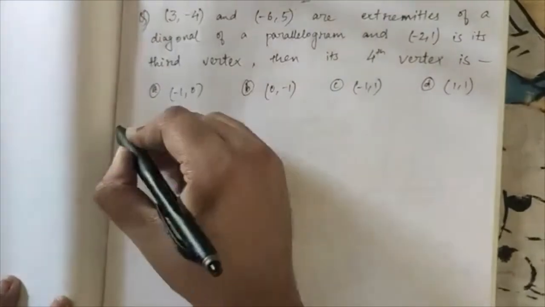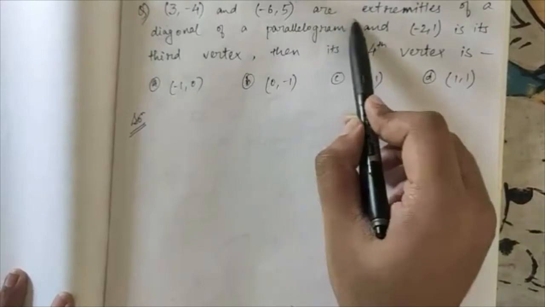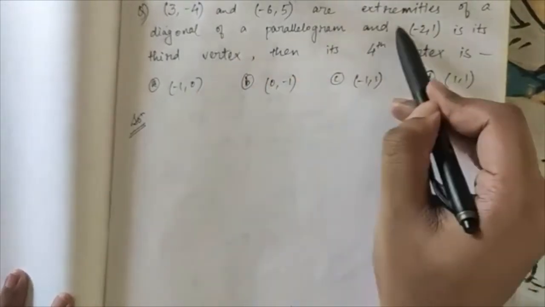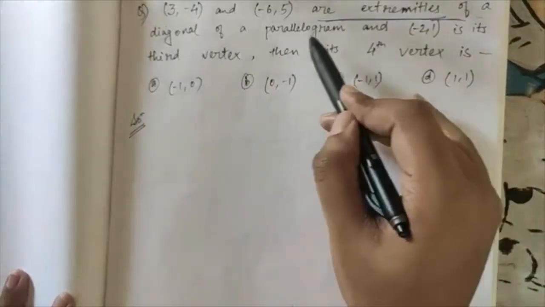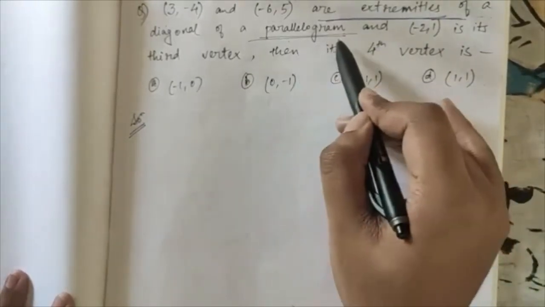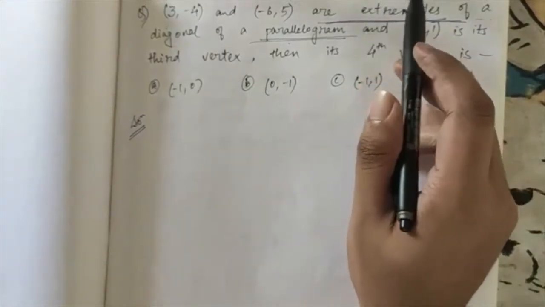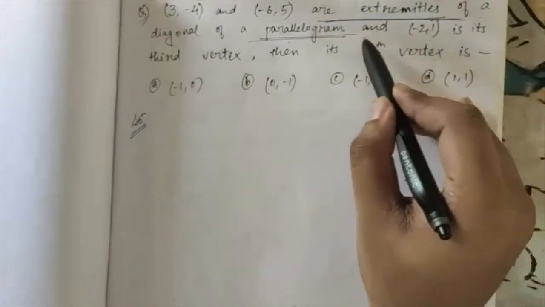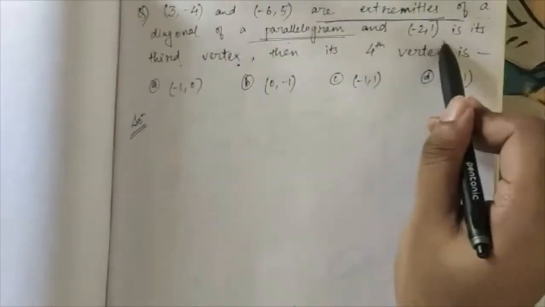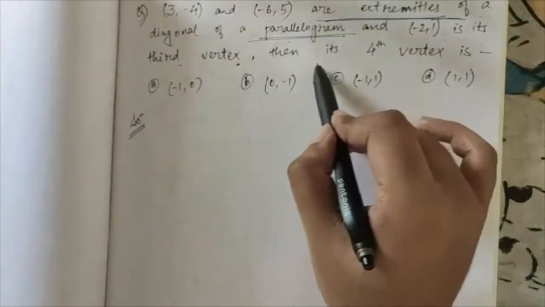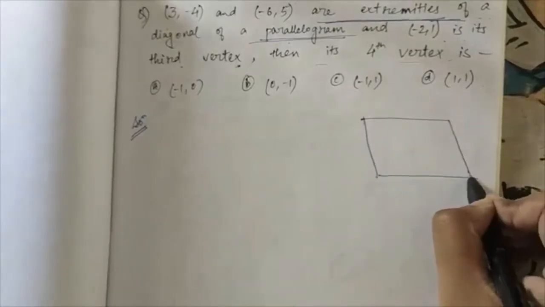Now let's come on to the next question. It's said that points 3, minus 4 and minus 6, 5 are extremities of a diagonal of a parallelogram, and minus 2, 1 is its third vertex. Then what is its fourth vertex? The point to be noted here is that we are given the extremities of one diagonal of a parallelogram and the third vertex.